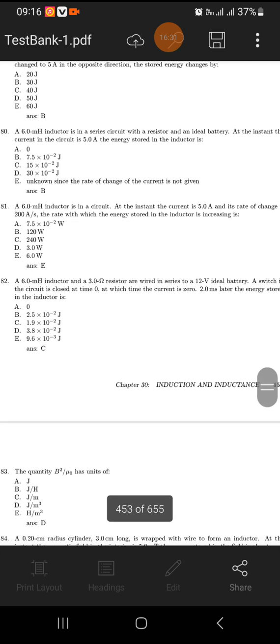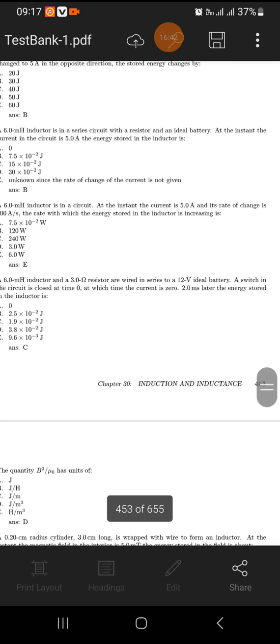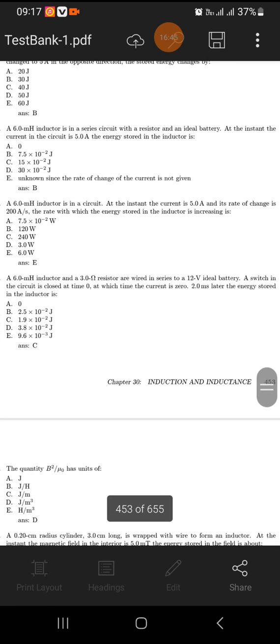A 6.0 millihenry inductor is in a series circuit with a resistor and an ideal battery. At the instant the current in the circuit is 5.0 amperes, the energy stored in the inductor is what? It is B, which is 7.5 times 10 to the power of negative 2 joules.